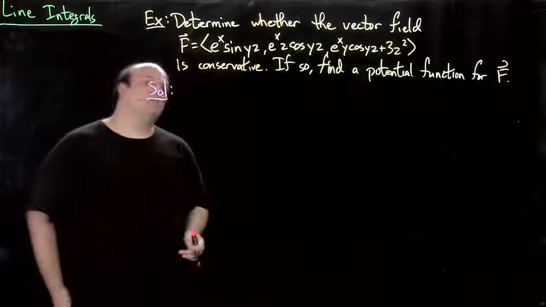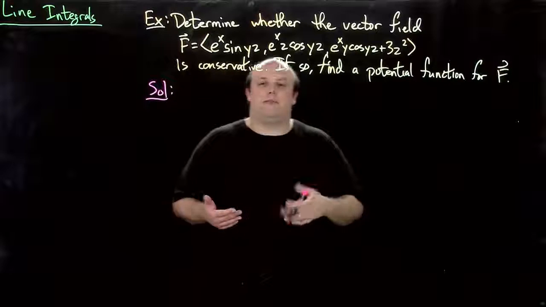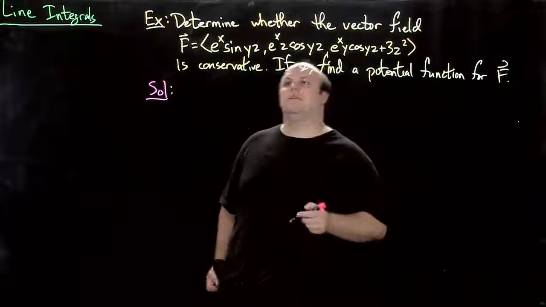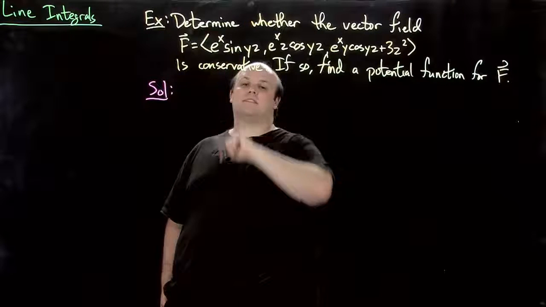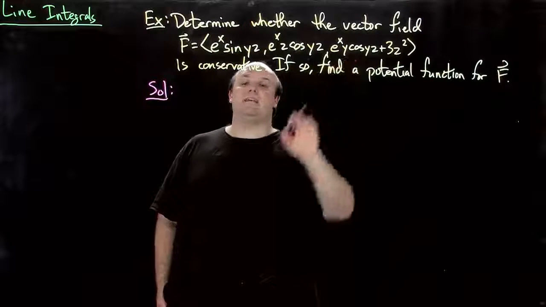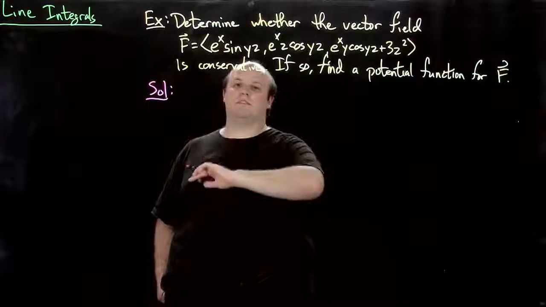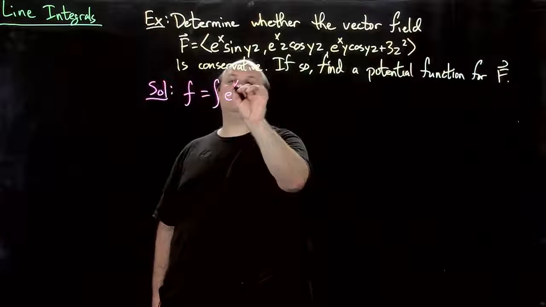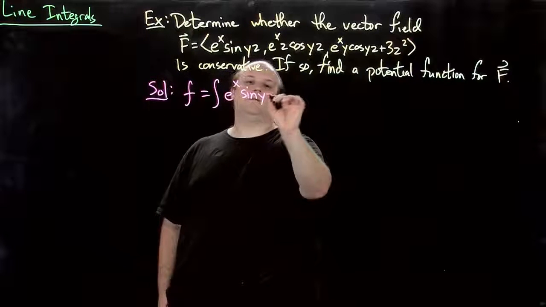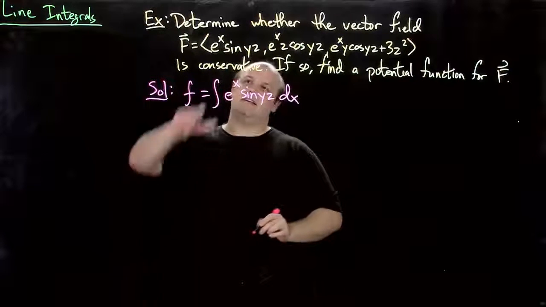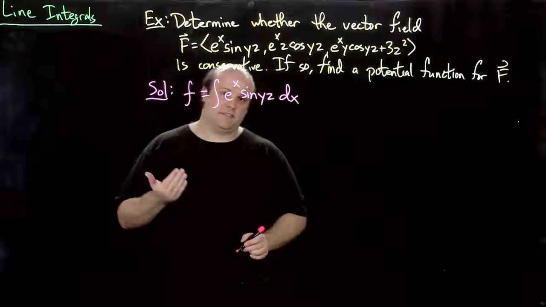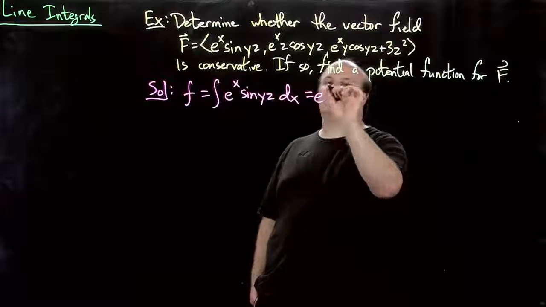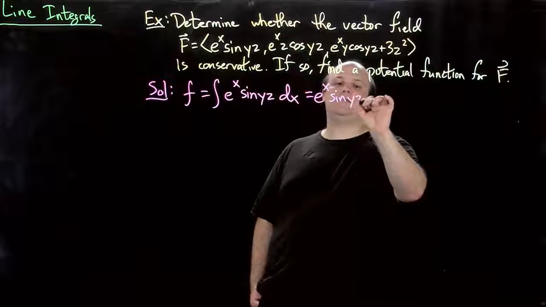All right. So let's just pretend it's conservative. Let's try and find the potential. That would mean that this first component, and we could start with any of these three, but let's start with the first component, means that the potential should be the integral of the first component with respect to x, because that first component should be f sub x. So if we integrate this with respect to x, we just get e to the x sine yz.